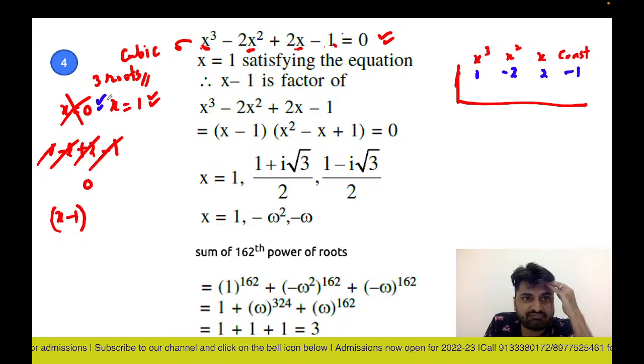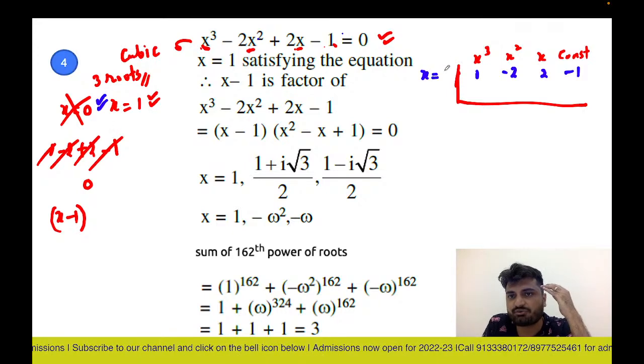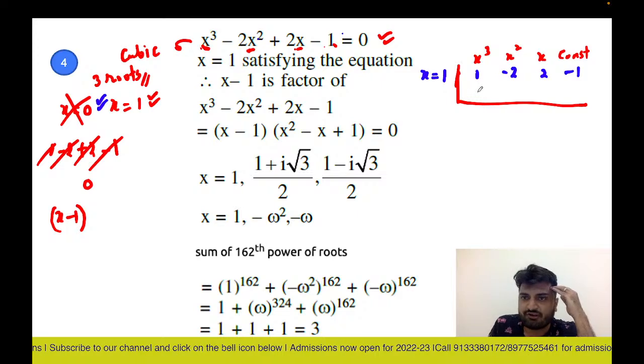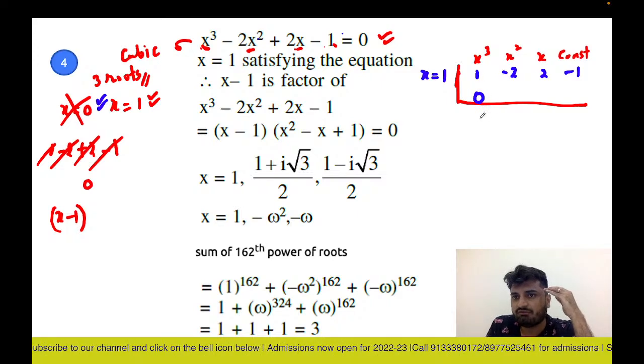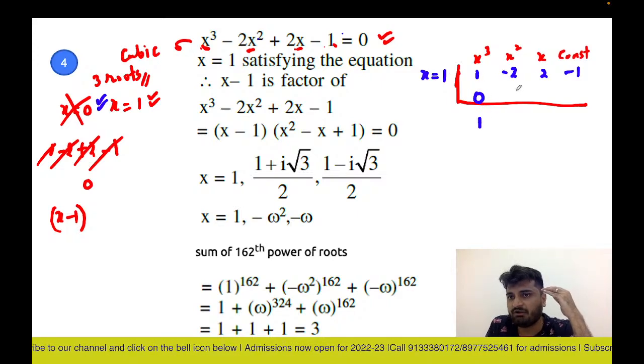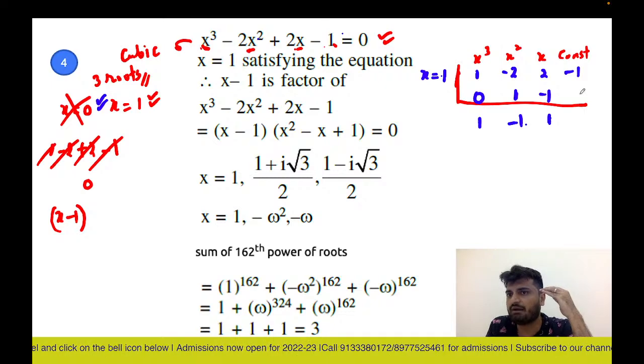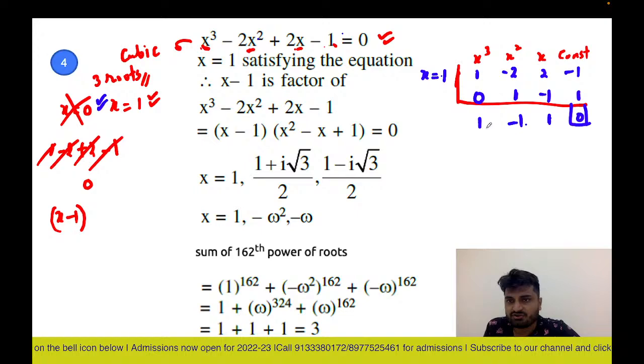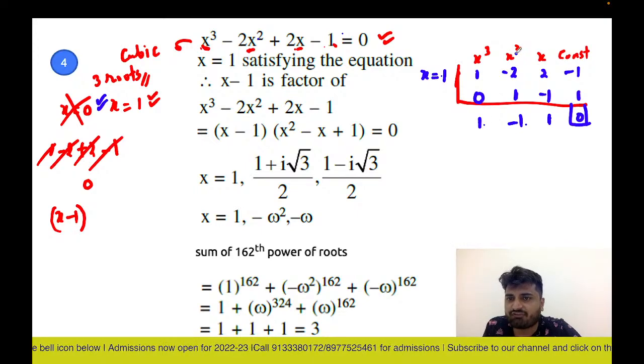We already identified that x equal to 1 is a root. So x equal to 1 you have to give. So first term you need to give 0. 1 plus 0 is 1. 1 into 1 is 1. Minus 2 plus 1 is minus 1. 1 into minus 1 is minus 1. 2 minus 1 is 1. 1 into 1 is again 1. So this portion will be 0. So this will be the coefficient of x square.